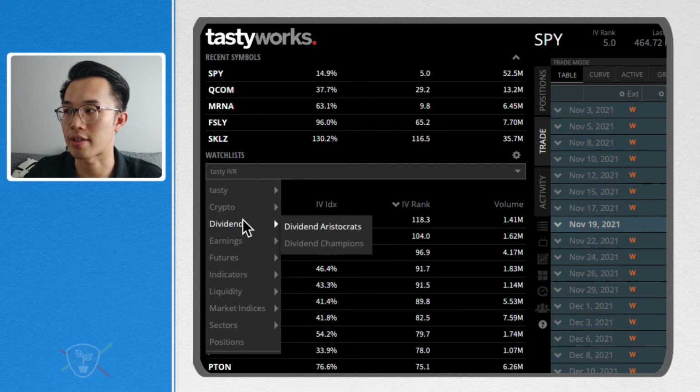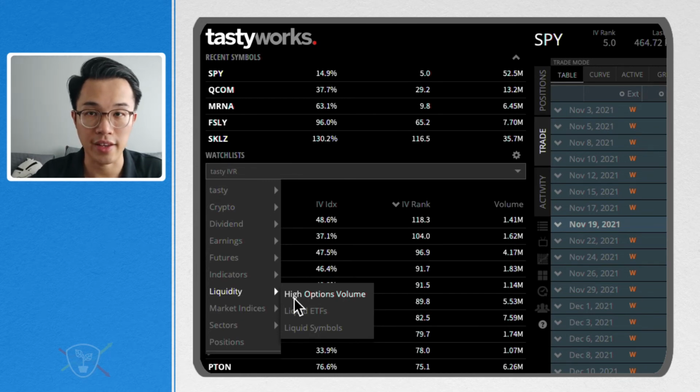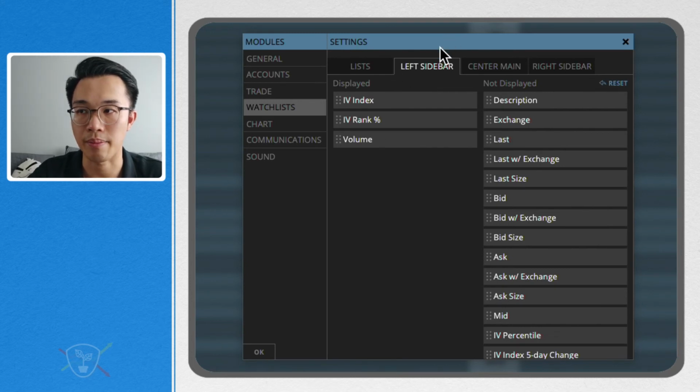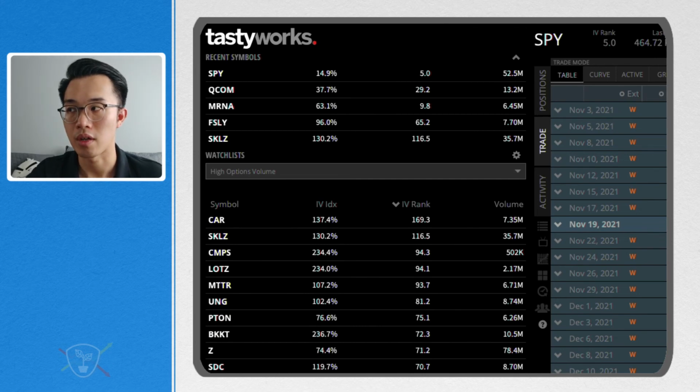So I will look for the watch list that is called high options volume, which is under liquidity, because personally I prefer to trade stocks that have much higher trading volume and much higher liquidity. It's a lot easier to get in and to get out of the trades if I wanted to. So I would choose the list of high options volume, and then I would sort them by IVR. If you can't see this column, you can click on this gear icon over here, and under left sidebar, make sure that you have IV rank, and then you can sort them by IV rank.